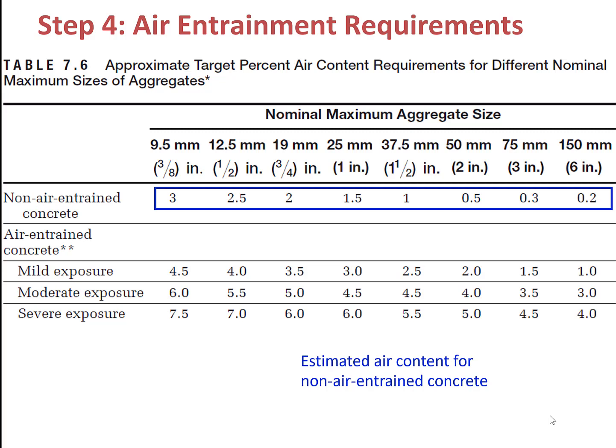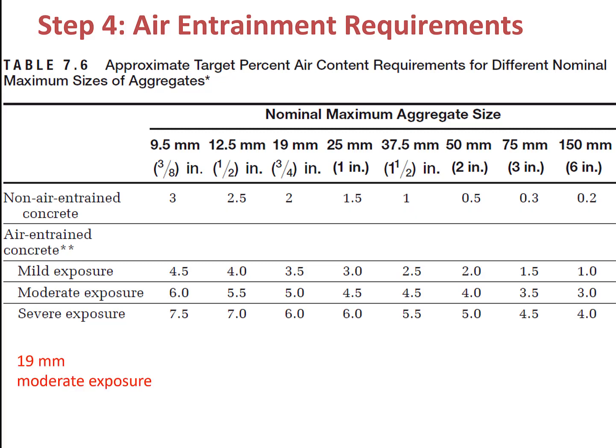For example, if we have nominal maximum aggregate size 19 millimeter, and the concrete structure will be in moderate exposure condition, then from this table you can get the recommended air content, which is 5%. In general, the recommended air content decreases with increasing aggregate size.